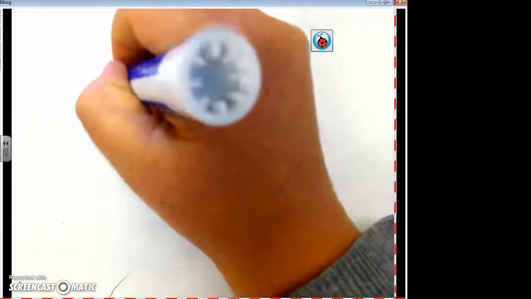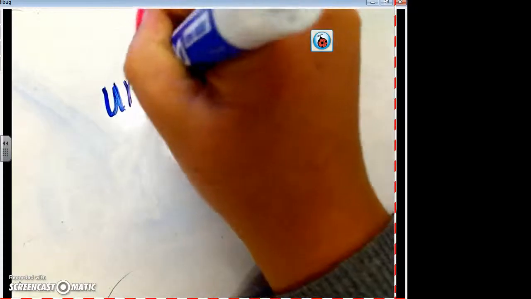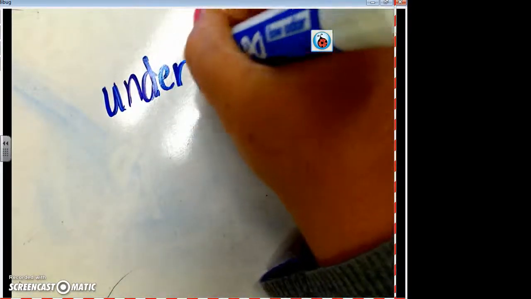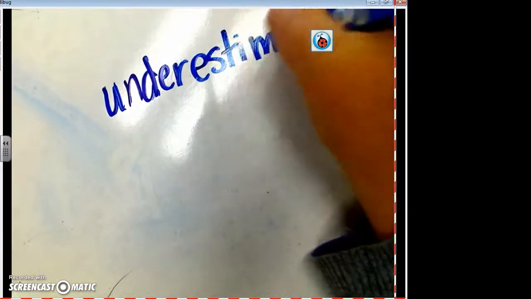Okay? So, when you look across your page, I'm on 62 and 63. I see two words that are highlighted in yellow. I see an underestimate and I see an overestimate. Okay? So very quickly in your groups, discuss those two words to see if you can come up with what you think they mean.